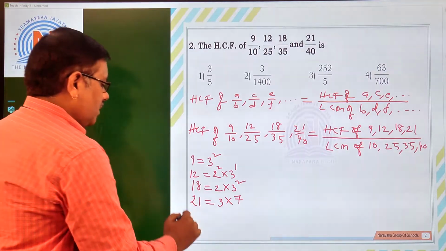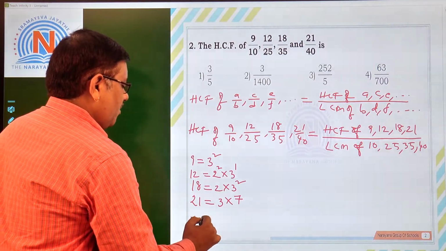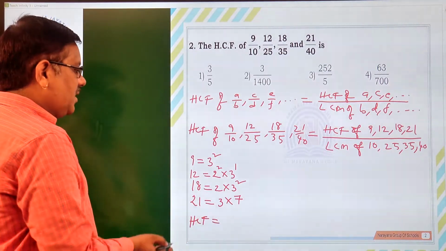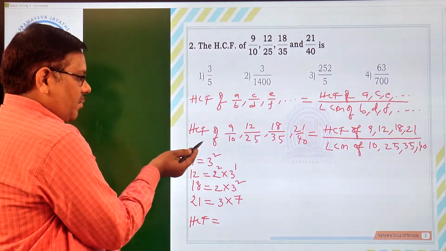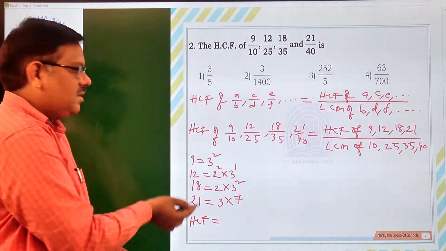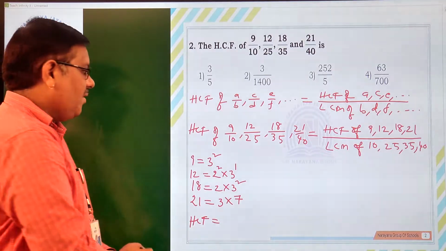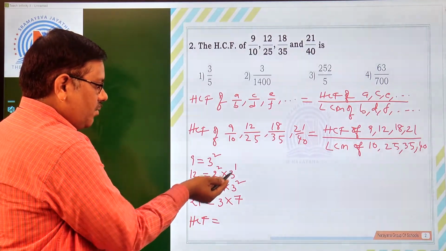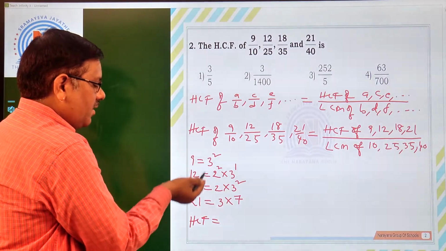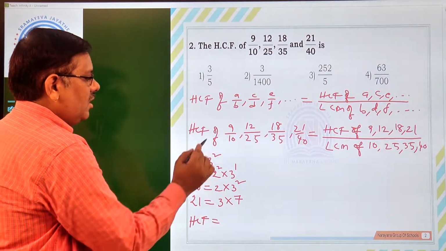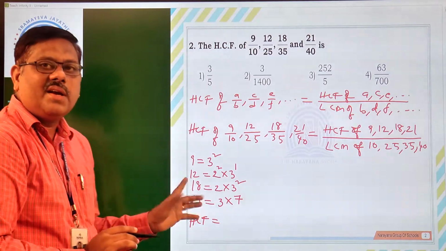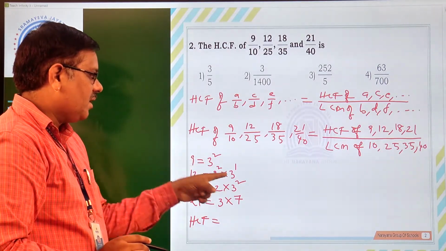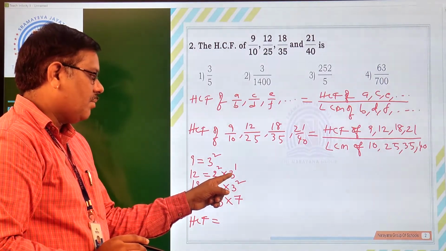Okay, if you observe HCF, what is HCF defined as? HCF is nothing but the product of common factors in the given 4 numbers. If you look at the common factors, here we have 3 square, 2 square into 3 power 1, 2 into 3 square, 3 into 7. So, out of all these 4, the common factor is only 3. Of course, here we have 3 square, but in 12 we have only 3 power 1.